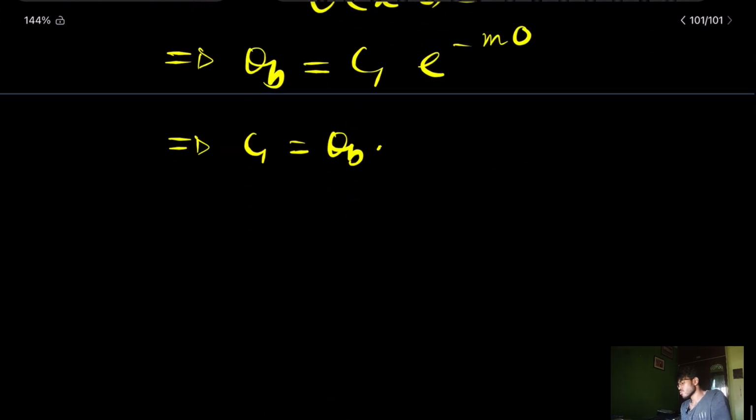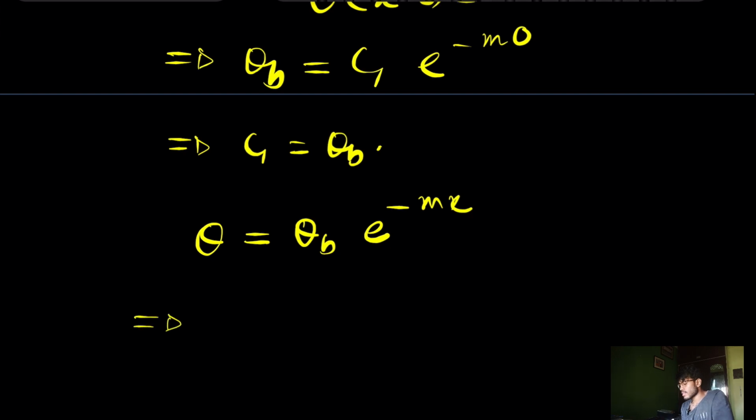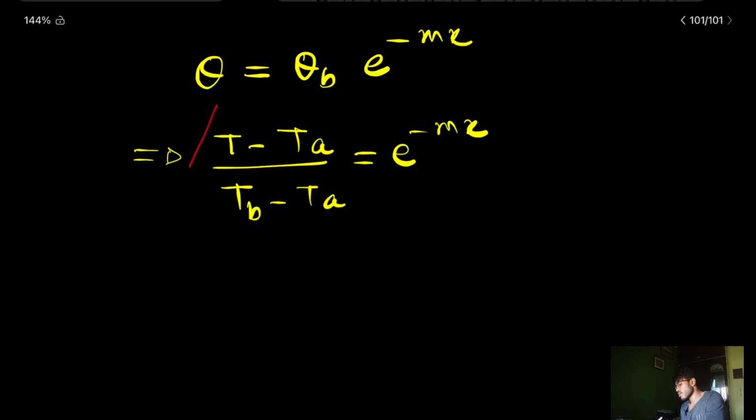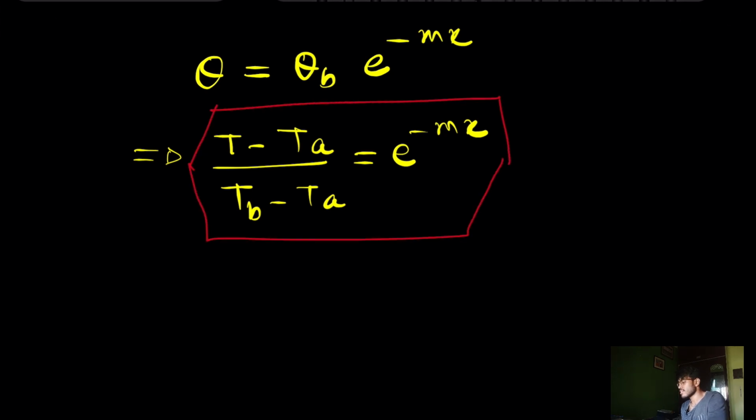So that means my C1 is equal to theta b. Clear? So that means my temperature profile is theta equal to theta b e to the power minus mx. In other words, theta is T minus Ta, theta b is Tb minus Ta, so (T minus Ta) over (Tb minus Ta) is equal to e to the power minus mx. So this was the celebrated formula that you have mugged up for years and years to get into IIT. But by this time you have got into IIT, now you cannot mug up any formula. If you mug up, then you will be doomed.